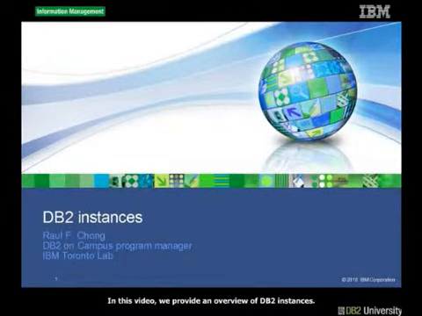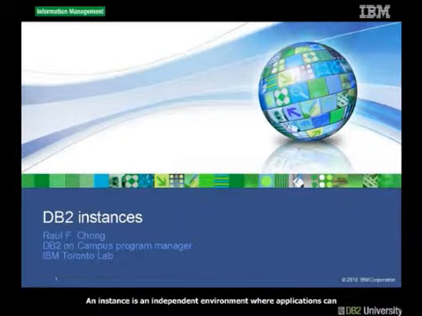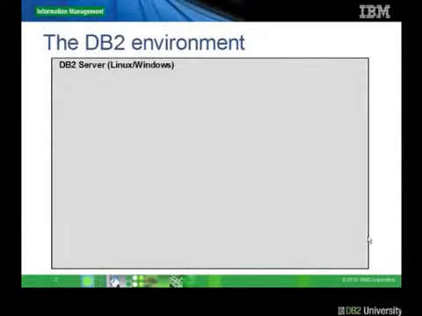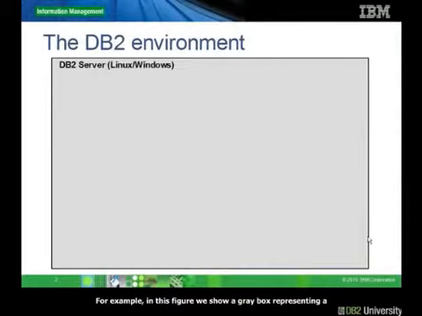In this video, we provide an overview of DB2 instances. An instance is an independent environment where applications can run and databases can be created. For example, in this figure, we show a gray box representing a DB2 data server after installing DB2 Express C 9.7.